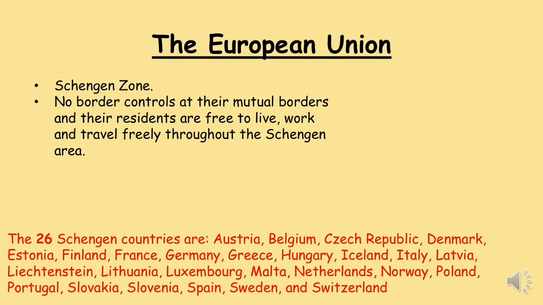The next example then is the European Union. The Schengen zone, or the Schengen area, is an area of 26 countries who have no border controls at their mutual borders. So their residents are free to live, work and travel freely throughout the Schengen area.